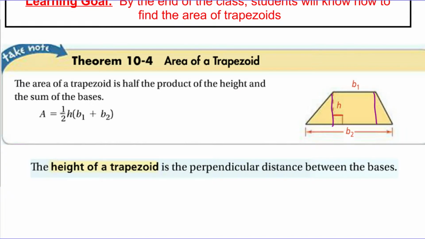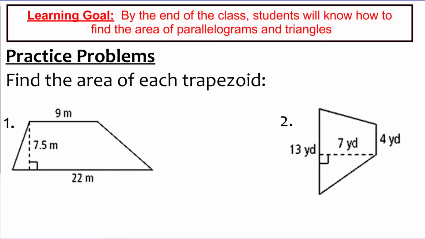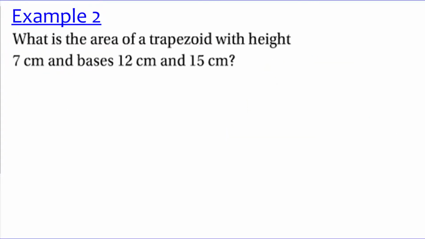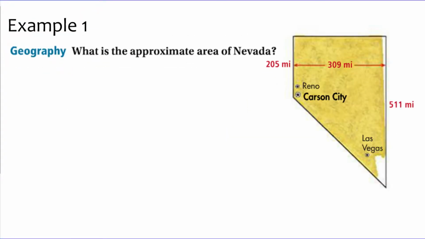So let's just hop right in. We're going to do one example and then look at some slightly more advanced ones. Let's focus on this one right here. In example 1, this is Nevada. Nevada is in the shape of a trapezoid. It has two parallel borders, and the other two sides are not parallel.